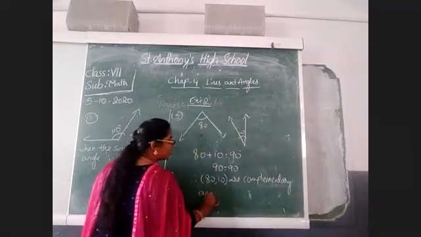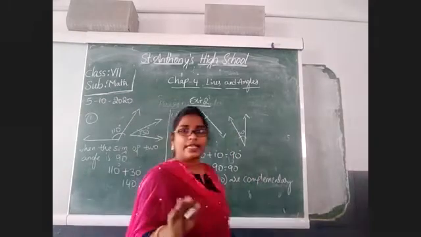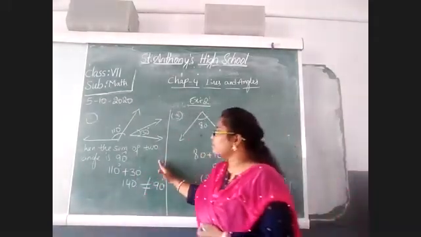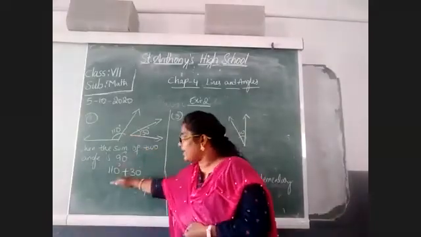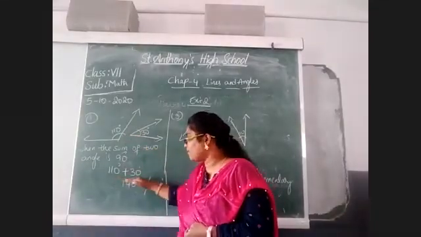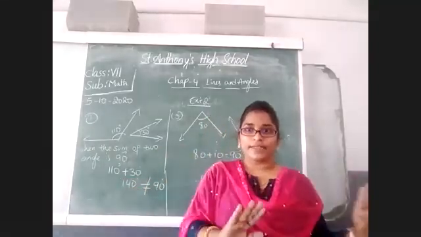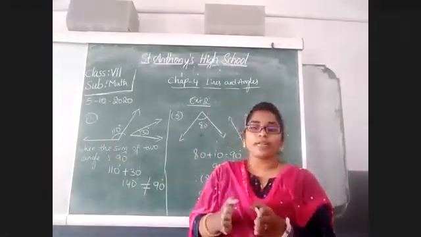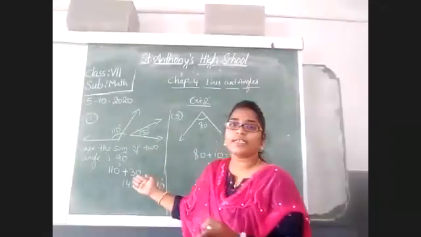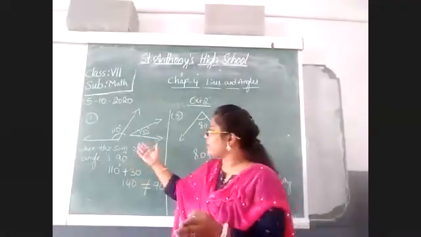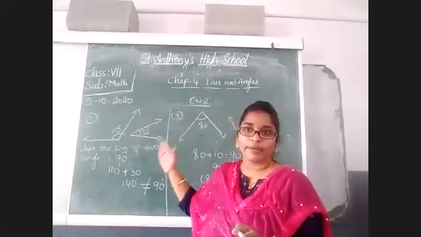80 and 10 are complementary angles. Are you able to clear now? The first question: when we add both, 110 plus 30, we get 140. That is not equal to 90 degrees, right? It should be exactly 90. So 110 and 30 are not a pair of complementary angles.